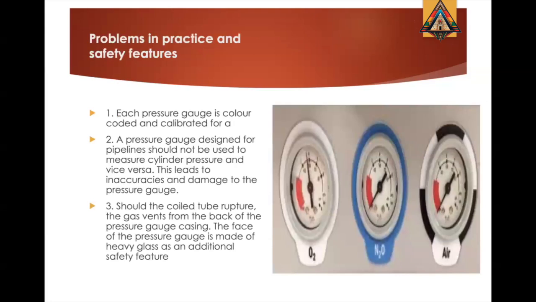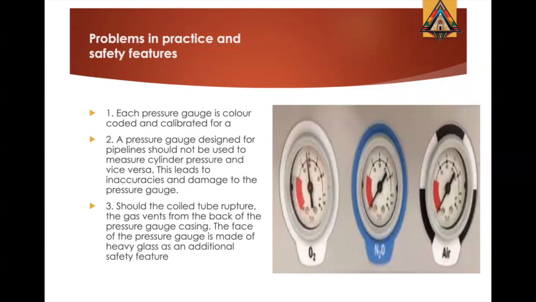You should always be aware that each system has its own limitations and problems in practice. And to keep it safe, we have the following safety features. Each pressure gauge is color-coded, blue for nitrous. A pressure gauge designed for pipeline should not be used to measure the cylinder pressure. Each one should be different because each one of them functions at different pressure ranges.